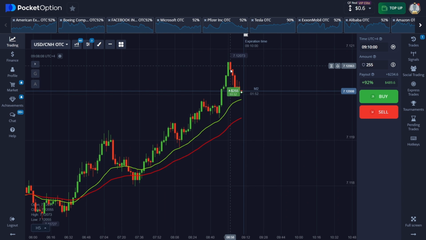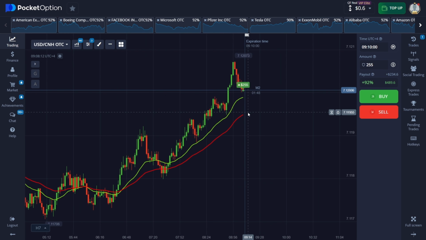As you can see, after a green candle, a red candle formed, followed by a continuation pattern, and the trend was up. That's why I took this trade for the upside move. Currently, the trade is going in our favor, and just when I placed the trade, the candle reversed and started moving in our favor.